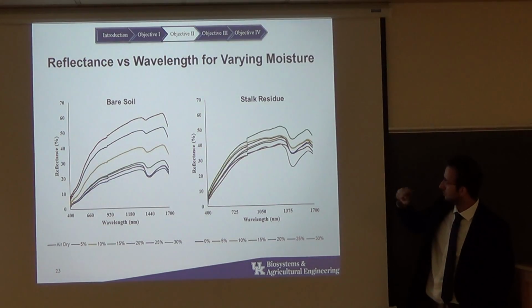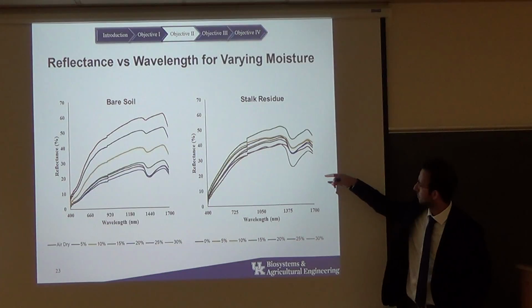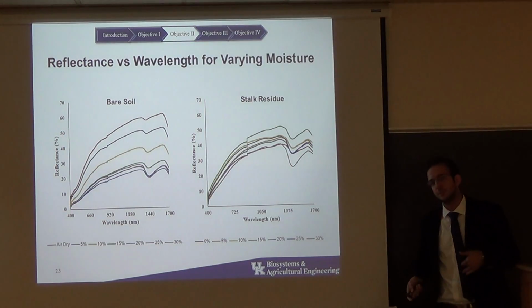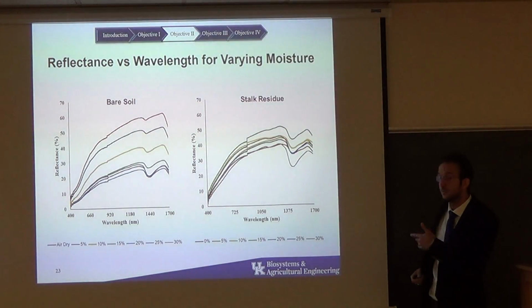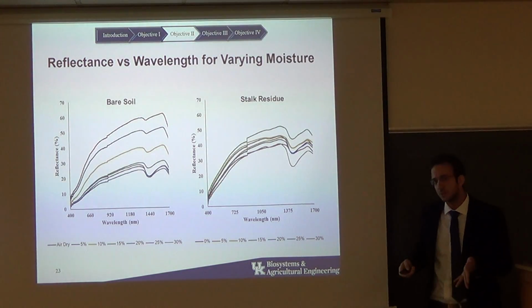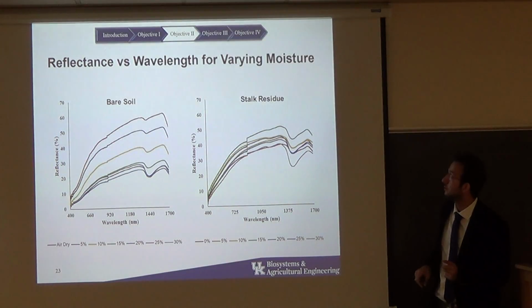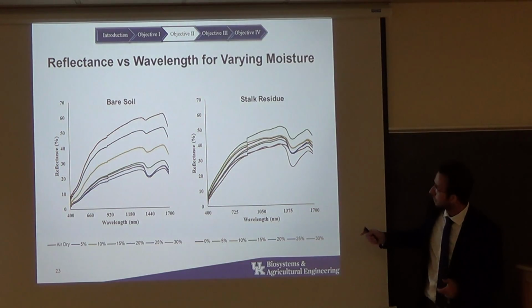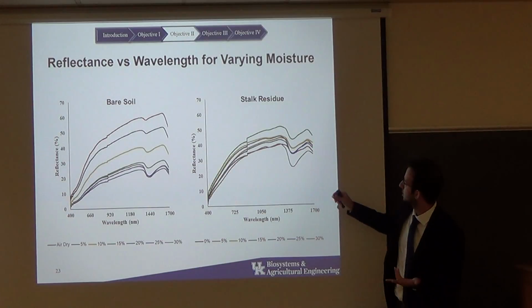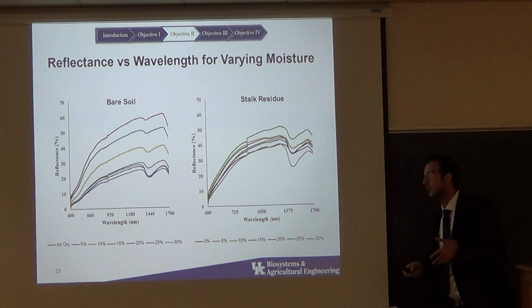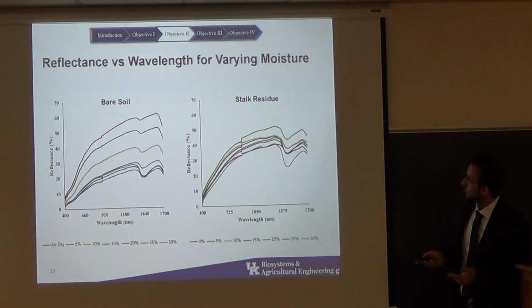But the plots are very close to each other here, so it means that other than moisture, there is probably another significant factor that affects the reflectance, and it could be the height. We can see later on that height is a significant factor in the stalk residue. So, in the index space, we need to pick a couple of wavelengths that have the highest capability for predicting the moisture.